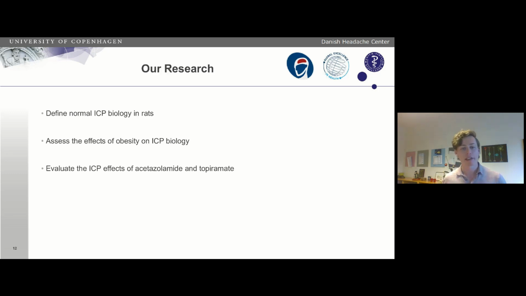So our research and the data which I'm going to present to you today is: 1, to define normal intracranial pressure biology in rats; 2, to assess the effects of obesity on intracranial pressure biology; and 3, to evaluate the effects of acetazolamide and topiramate on intracranial pressure.